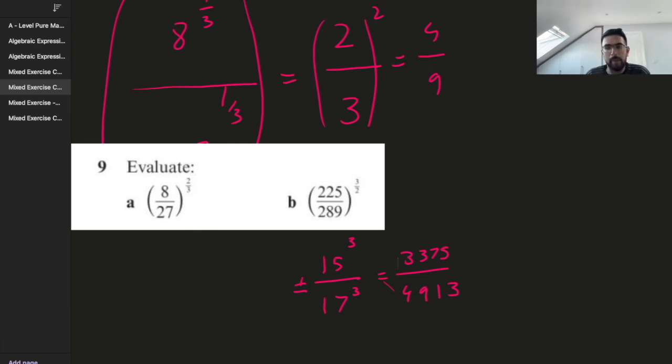And we need to remember our plus minus. Let's just make that extra clear. So it would be plus minus 3,375 over 4,913.